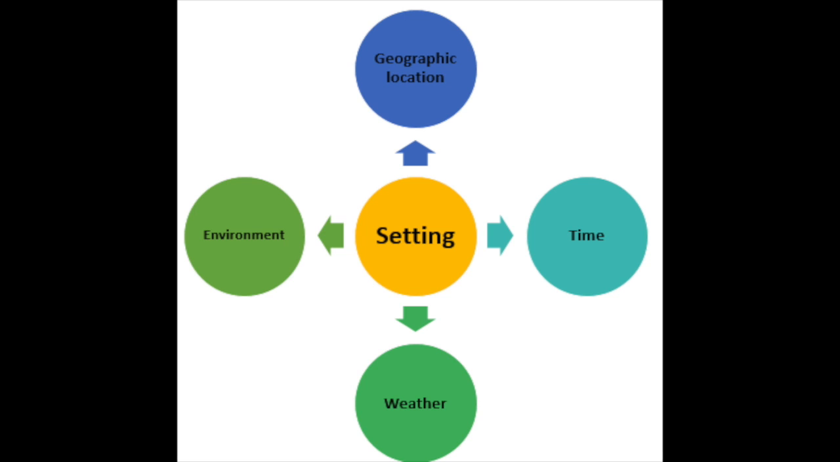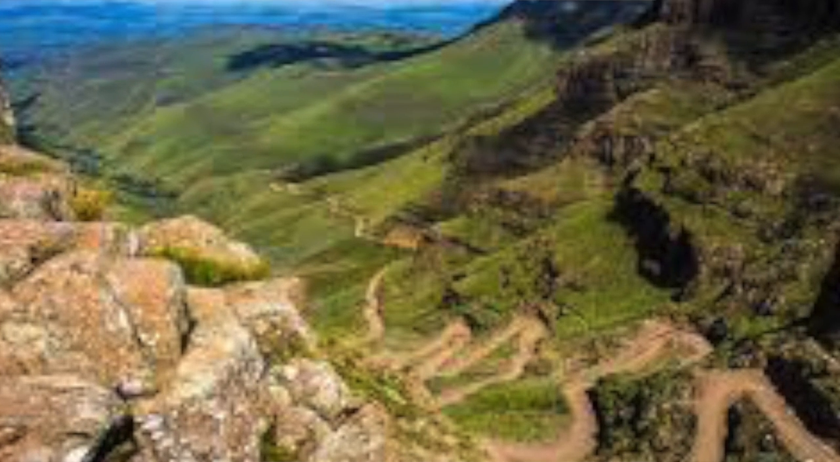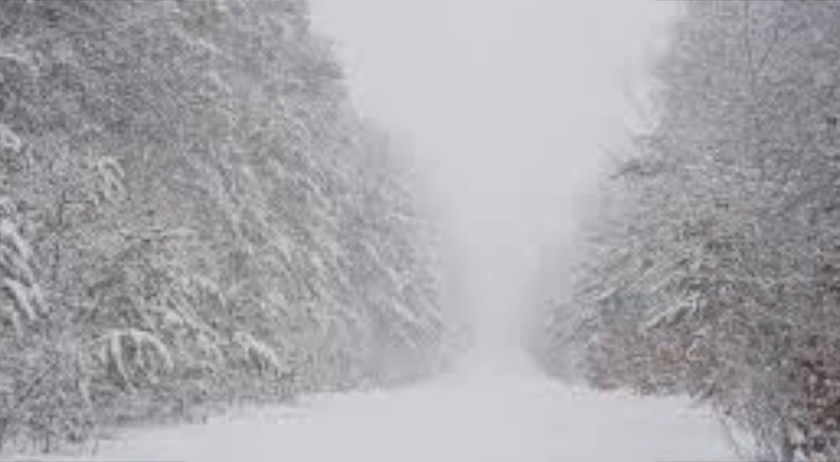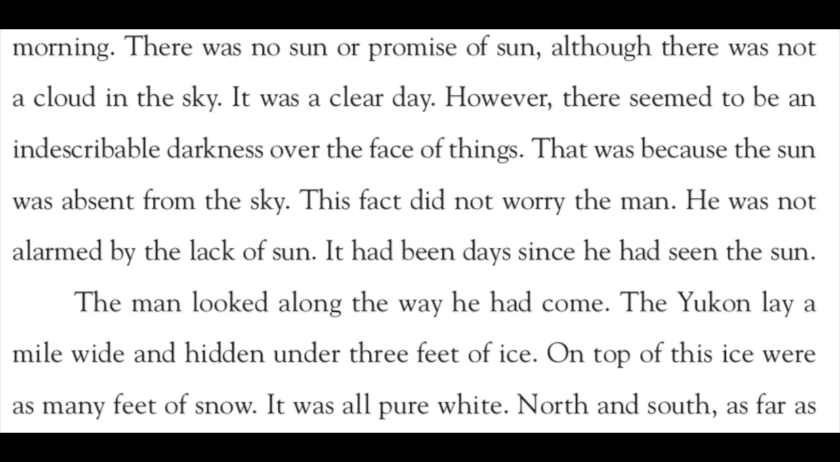So the setting also refers to the time, context, environment, and place in which the story takes place. In this case, the setting is a mountain pass which undergoes a heavy storm. As described at the beginning of the story, and I quote, "There was no sun or promise of sun, although there was not a cloud in the sky. It was a clear day. However, there seemed to be an indescribable darkness over the face of things. That was the sun was absent from the sky.